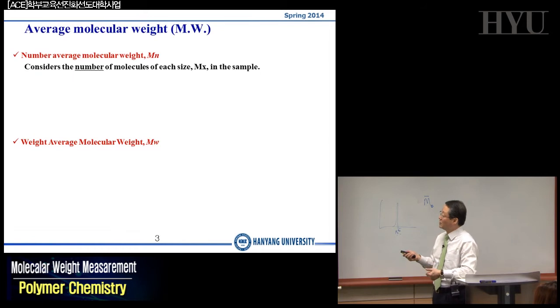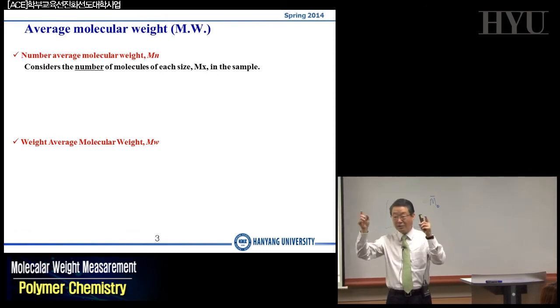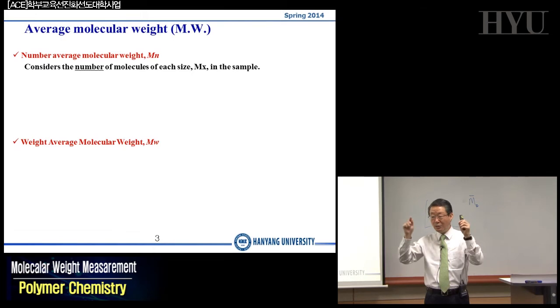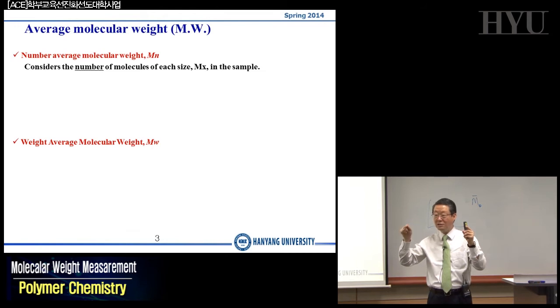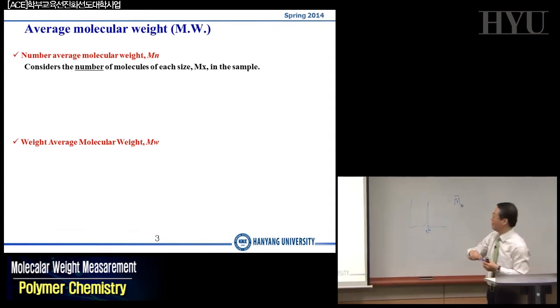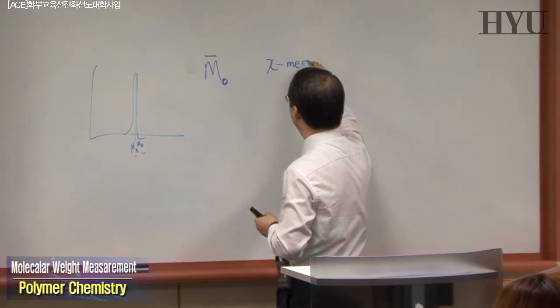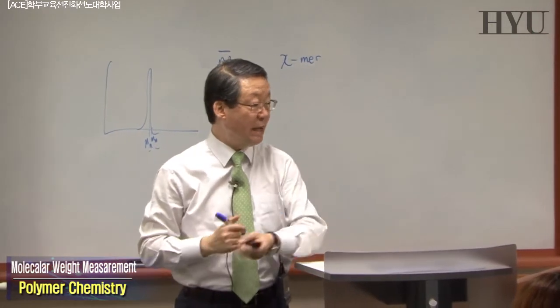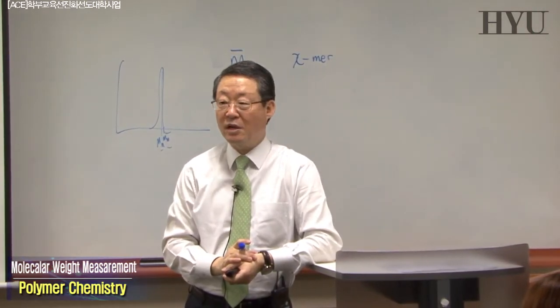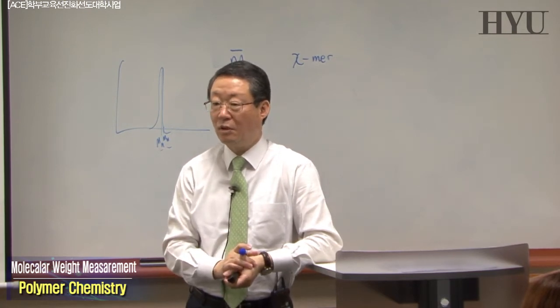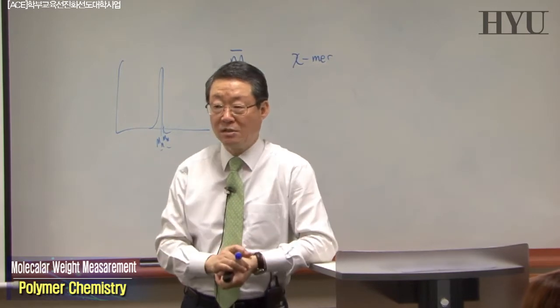Okay, so let's talk about Mn, and Mn considers the number of molecules of each size. So if you have different sizes of molecules, each molecule may have an unknown molecular weight, which is X. Okay, so we call this Mx. Or each molecule could be an Xmer, an X molecule. Xmer means that X could be any number. X could be 10. X could be 10,000. X could be 100,000. Depending upon the magnitude of X, we have different molecular weights.